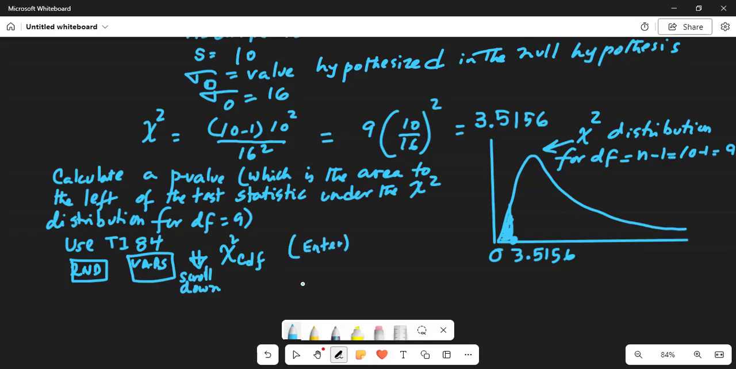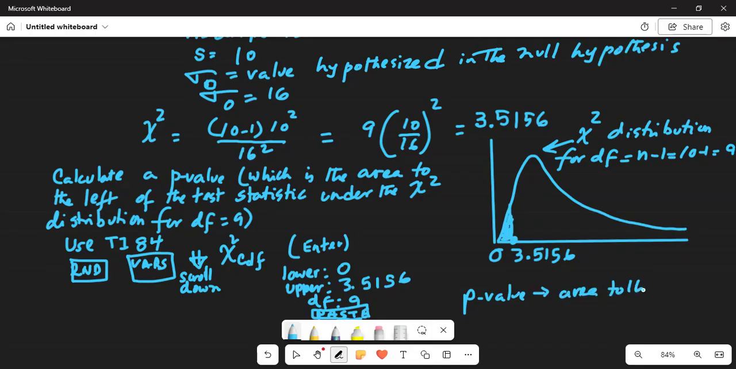So it asks for a lower value. Lower is the lower boundary, lower is 0. Upper is where I will stop, which is 3.5156. And degrees of freedom is 10 minus 1, which is 9. And we will put the cursor on paste and hit enter and enter. So p-value is the area to the left of 3.5156.